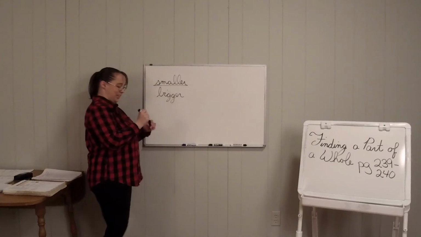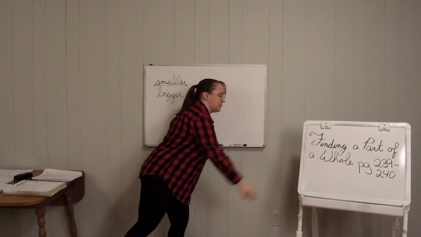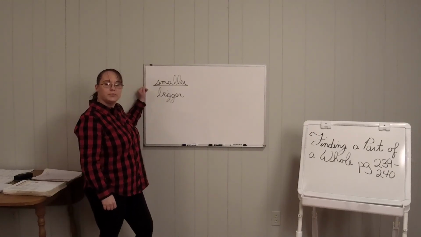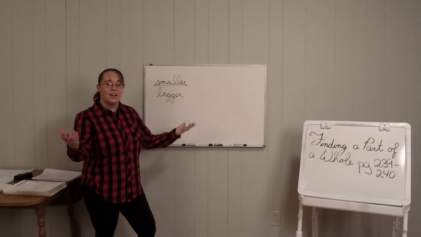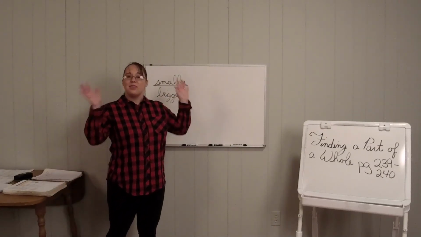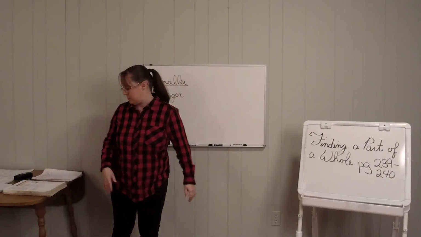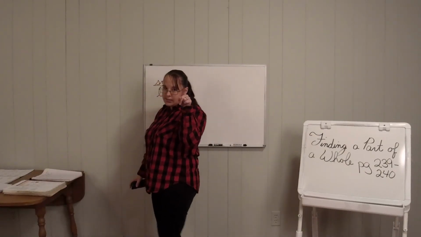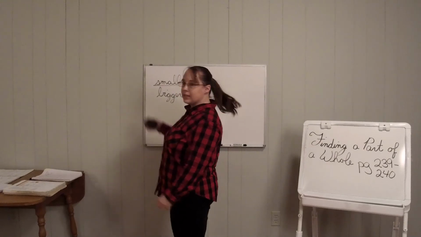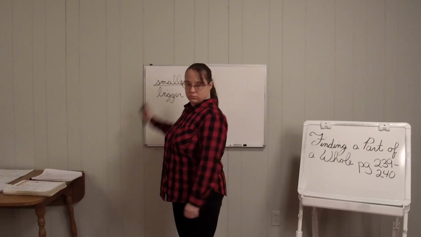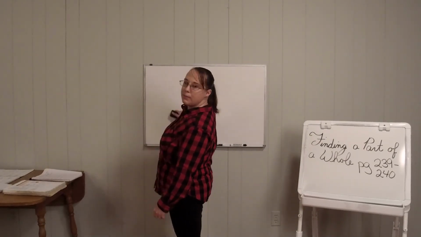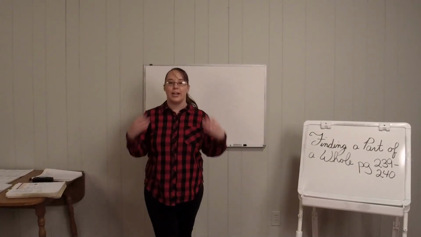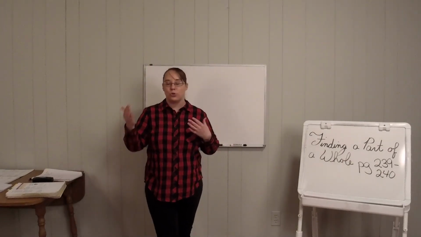Ooh, that marker's squeaky. Let's get rid of that one. That's all it's saying, is put the smaller number over the bigger number, and then reduce if you can. That's all it is. Finding a part of a whole is fractions. And I know some of you are thinking, oh, fractions. I can see some of you right now making that face going, ooh. Okay, have my moment. So all we're doing is creating a fraction, and if you can, reduce it.